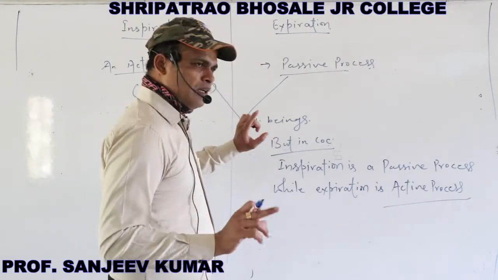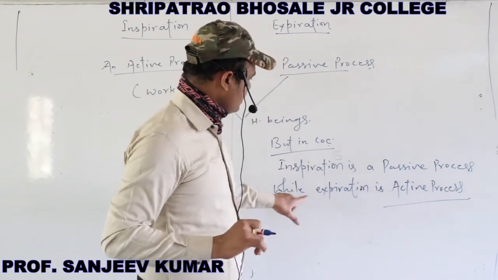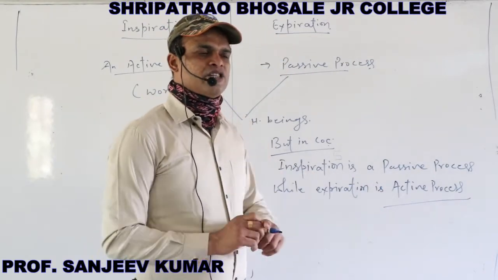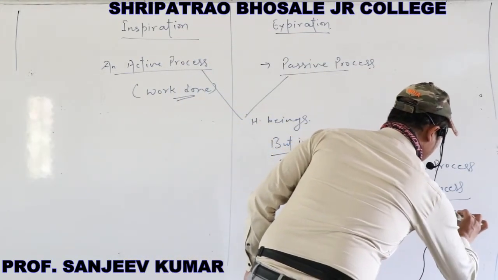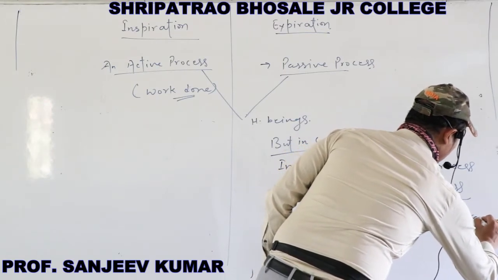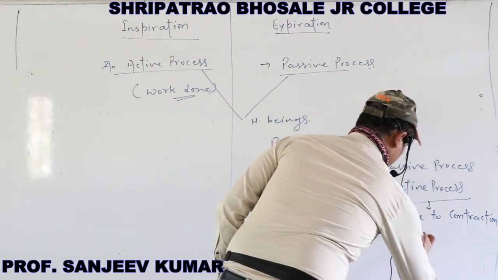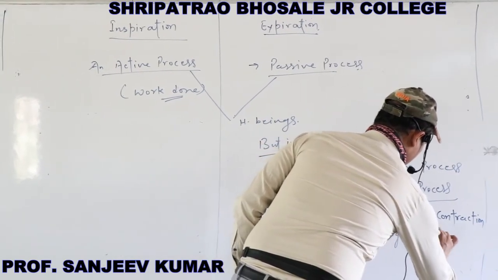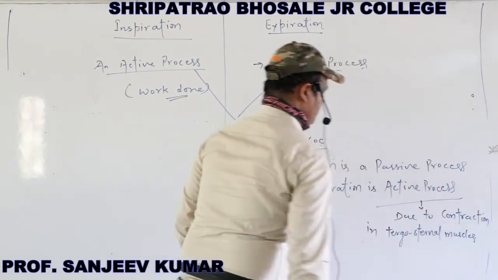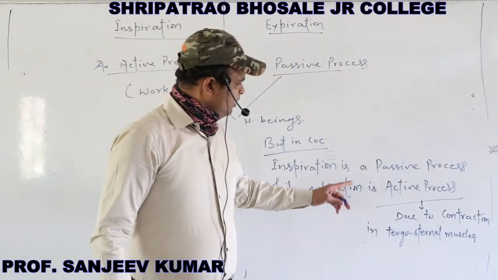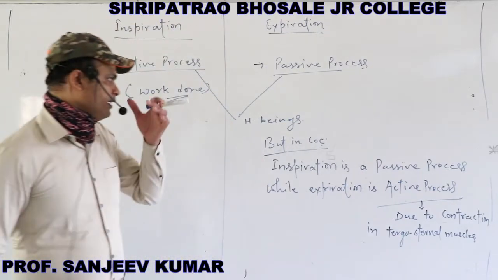Now, why is it so? This is a little more stretchable. Why is it an active process? Expiration is an active process due to contraction in tergosternal muscles. So this is the first point regarding active and passive process.